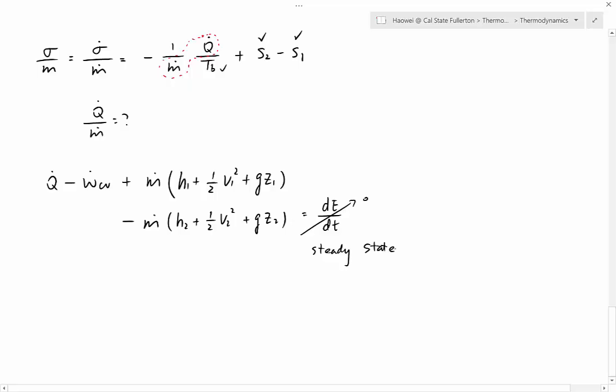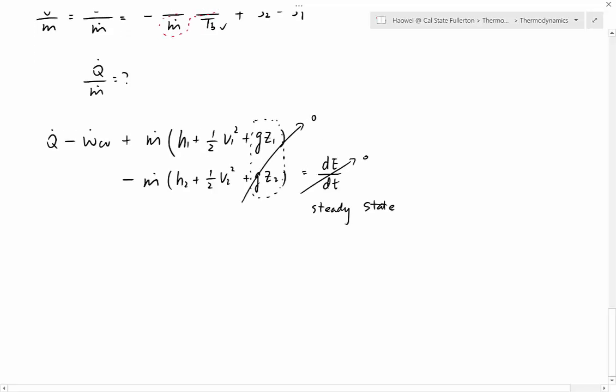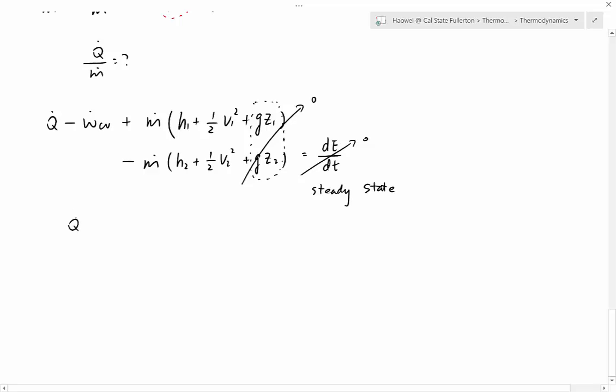What else can we cancel? Potential energy, mgz1 minus mgz2. The height doesn't change, so the potential energy can cancel. Now we're looking for Q dot over M dot, so we perform algebra. We move Q dot over M dot alone to the left-hand side, and everything else to the other side. It becomes W dot CV over M dot minus (H1 minus H2) plus 1/2 (V1 squared minus V2 squared).